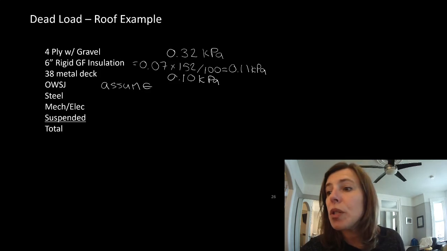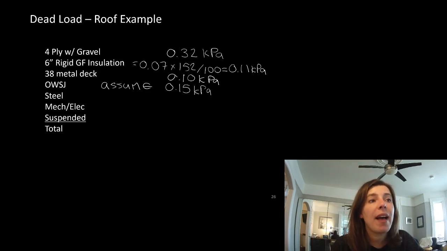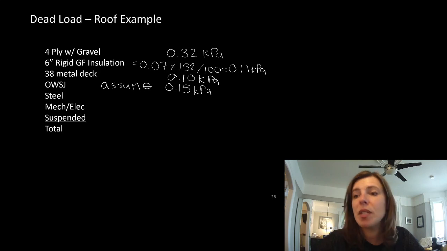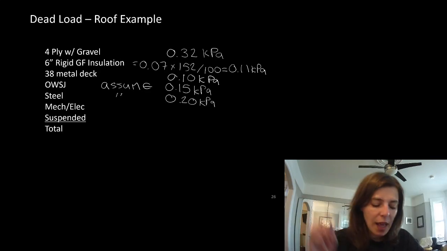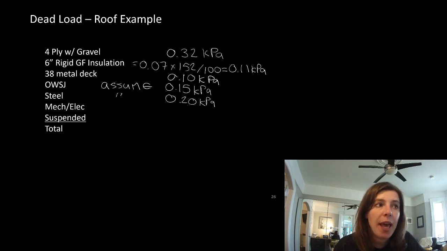So we're going to assume 0.15 kPa for the open web steel joists, and 0.2 kPa for the steel.